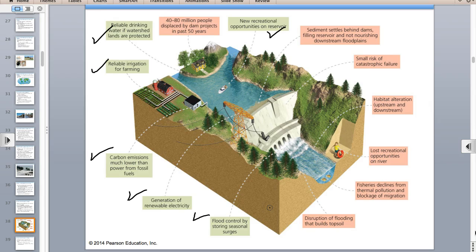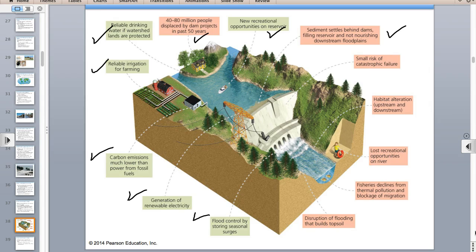Okay, negatives. People have to move 40 to 80 million people in the last 50 years. That's a lot. A lot of that's from the Three Gorges Dam, and a lot of that's from loans from the World Bank because they like to fund dams. Okay. So sediment, a bad thing.